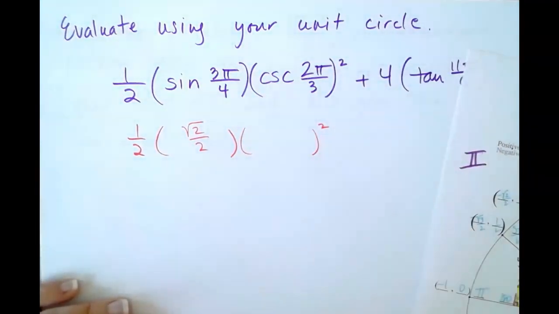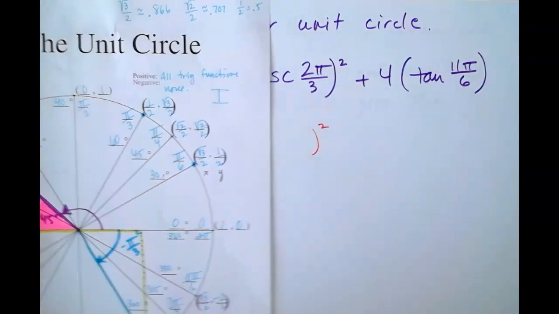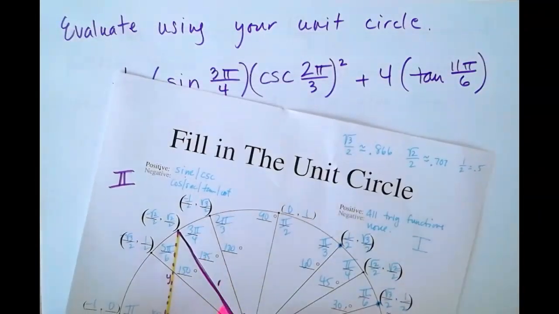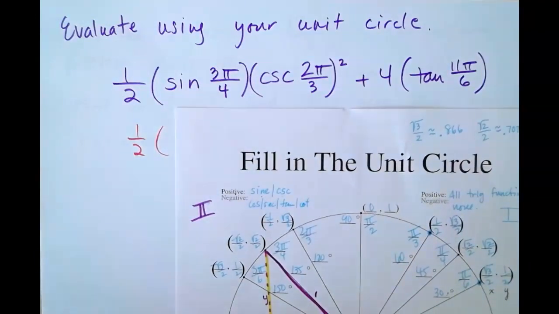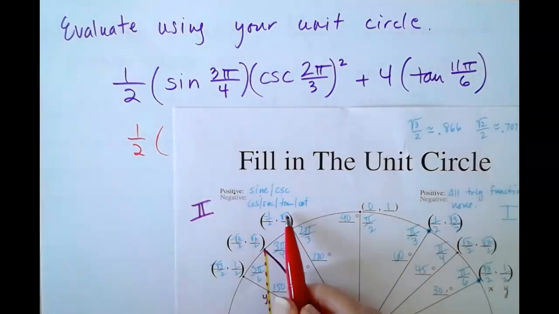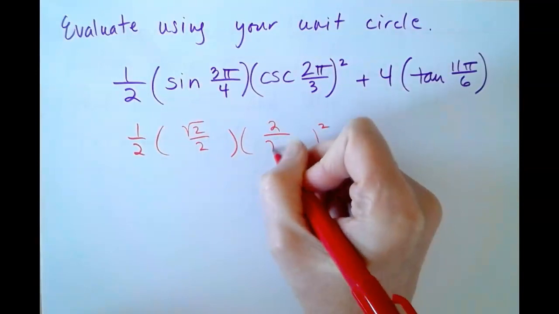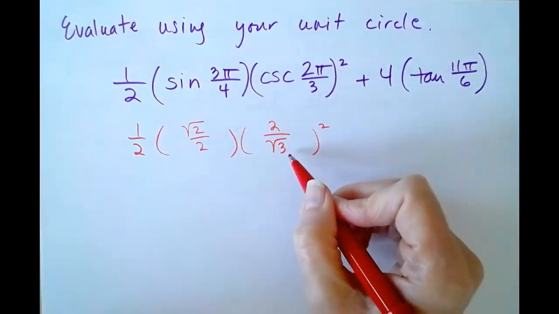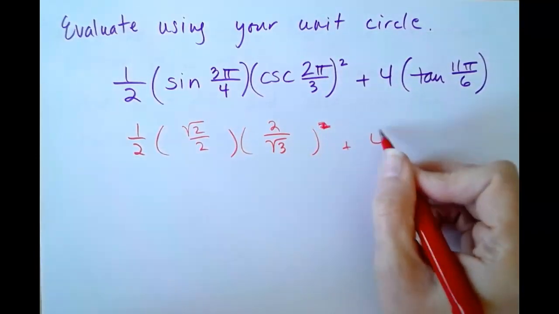So we've got to follow order of operations here. So let's go to 2 pi over 3. 2 pi over 3 is right here. And the cosecant is the reciprocal of the sine. So the sine is root 3 over 2. So the reciprocal is 2 over root 3. Now you could rationalize it, but it's about to get squared, so no worries.